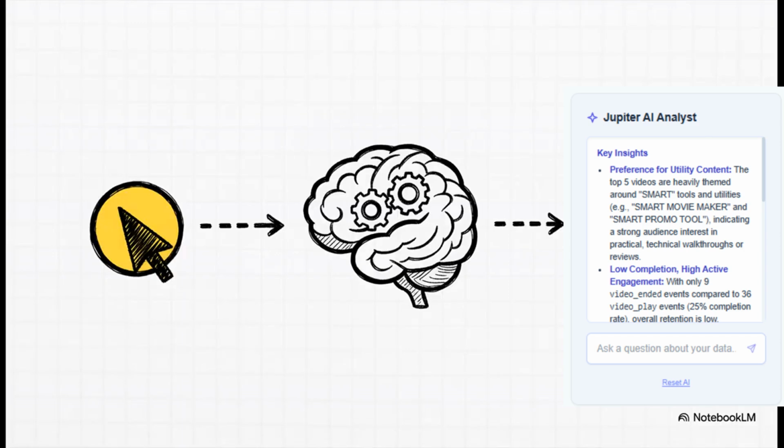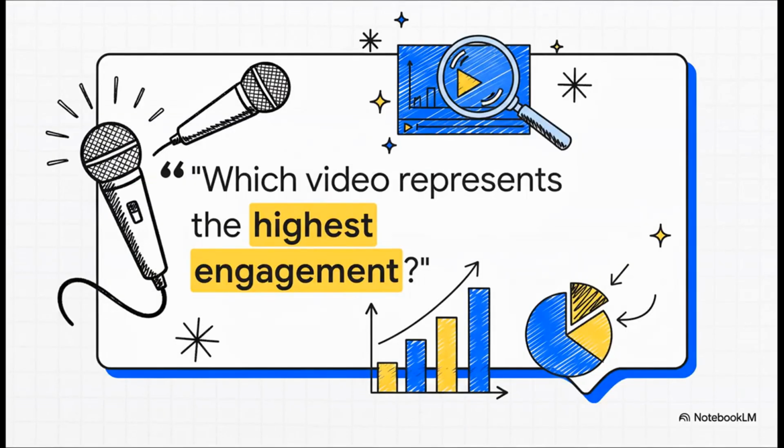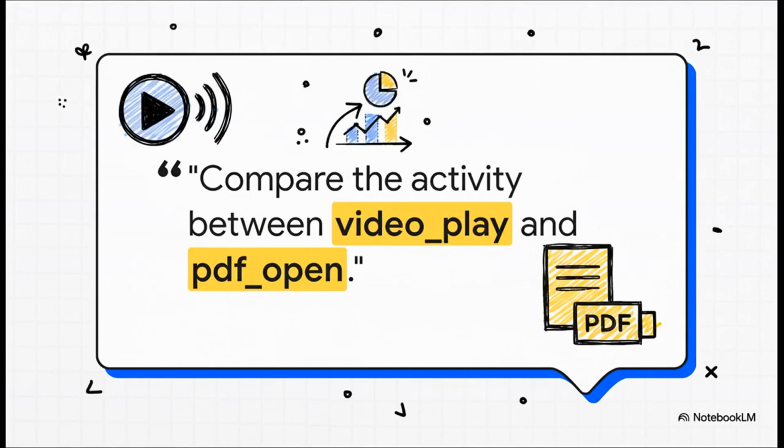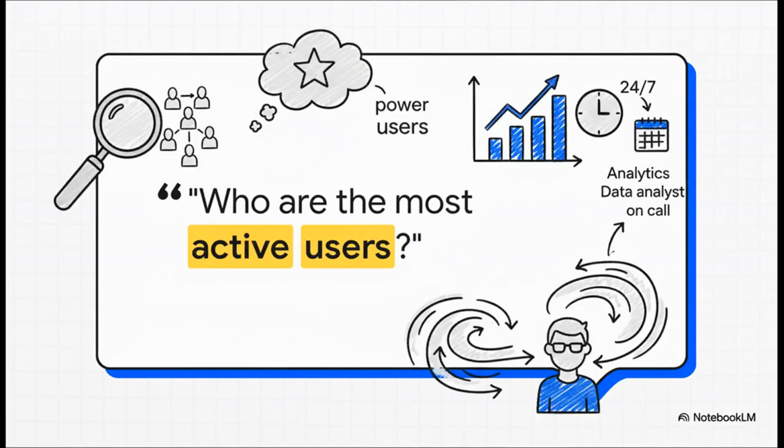No manual work needed. And if you have a specific question in mind, you can just ask it directly in the chat. You could ask something really straightforward like this to immediately figure out which video is killing it. You can also get a little more complex and ask it to make comparisons for you. Want to know if people are watching more videos or opening more PDFs? Just type it in, and it'll crunch the numbers and give you the answer. You can even ask it to identify your power users. This helps you find your most engaged audience members without having to dig through any logs yourself. It's basically like having a data analyst on call 24/7.